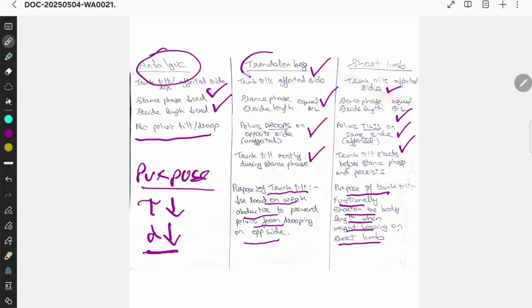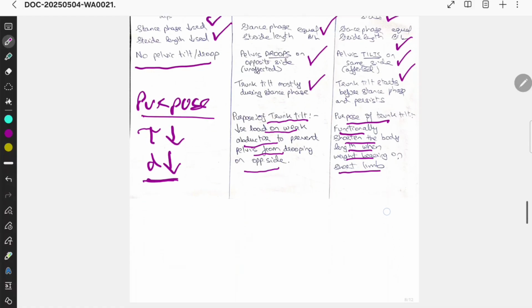Now what is the purpose of Trendelenburg gait? It is to decrease the load on the weak abductor to prevent the pelvis from drooping on the opposite side. Okay, and what is the purpose of short limb gait? It is to functionally shorten the body length when weight bearing on the shorter limb to accommodate the limb length discrepancy. I hope I am making sense. This is very clear. I hope so.